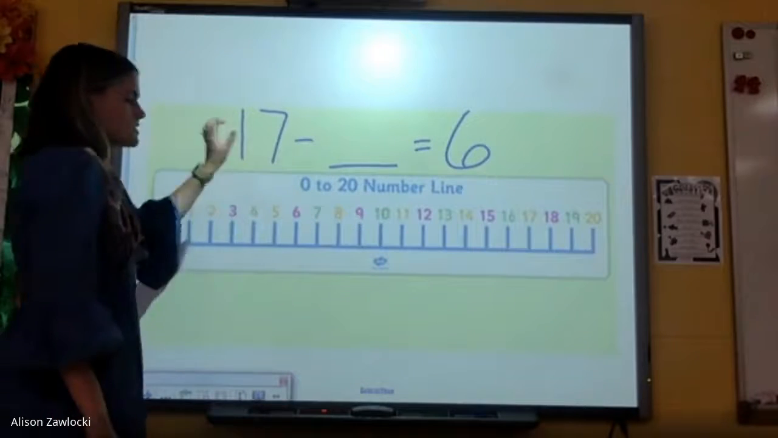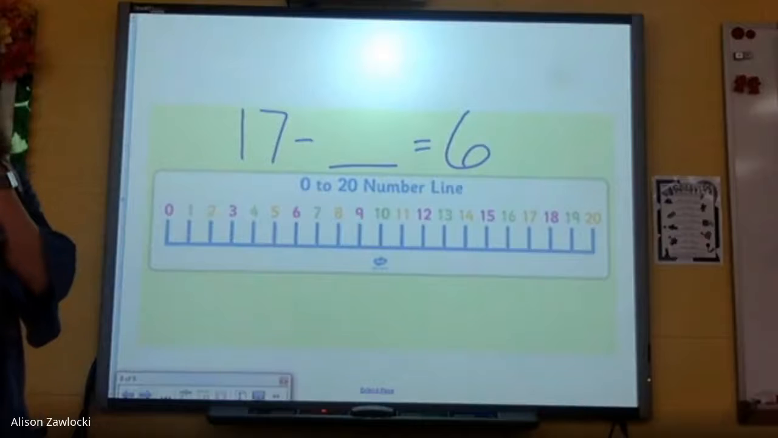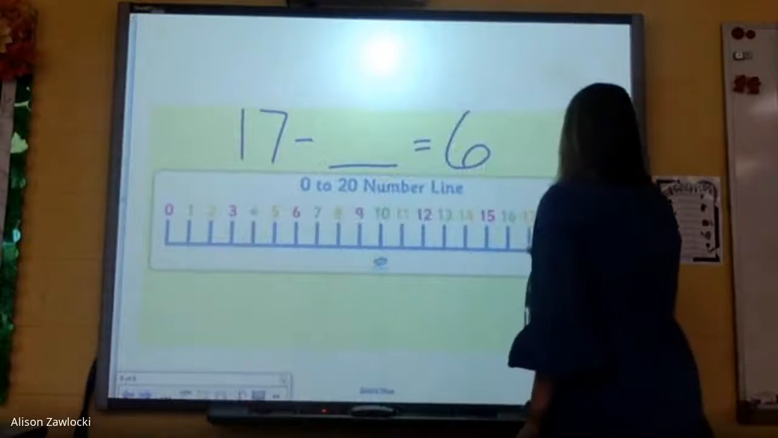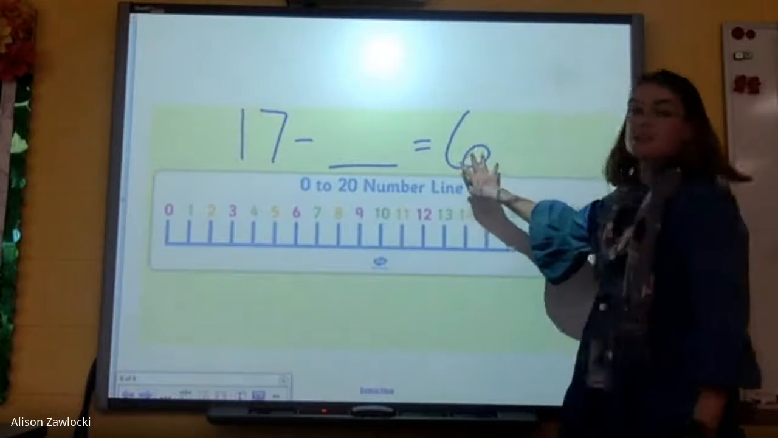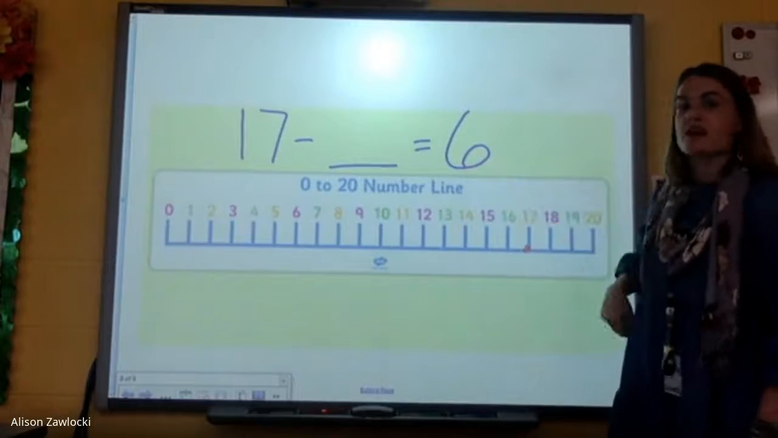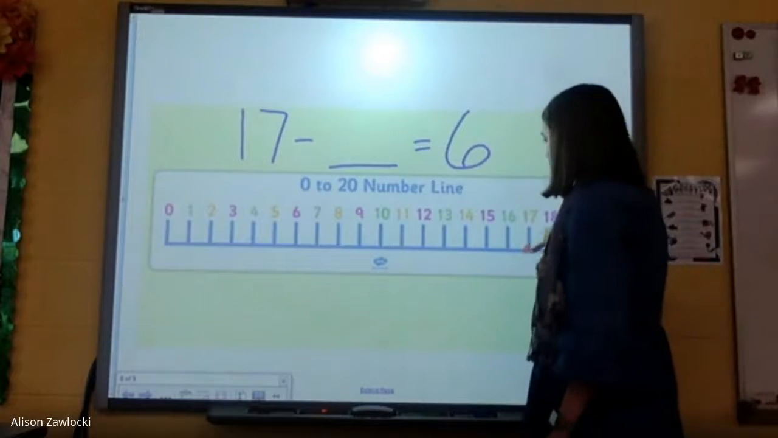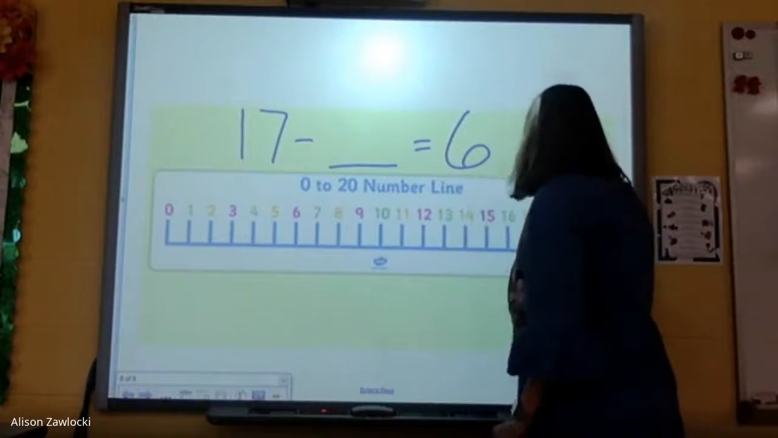Let's do our next one. What's our starting point? Where do we start? Yeah, our biggest number, our total, 17. And where is our stopping point? That's right, this one right here, 6 is our stopping point. So let's go all the way to 6, hops all the way to 6.